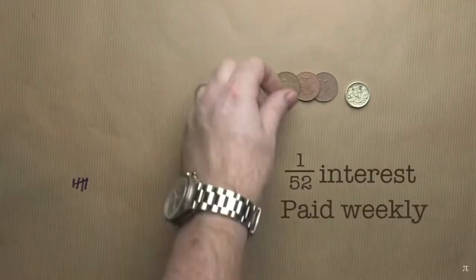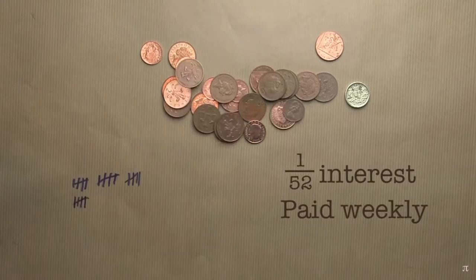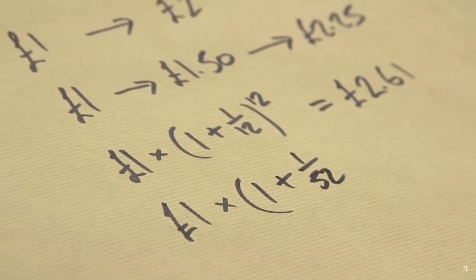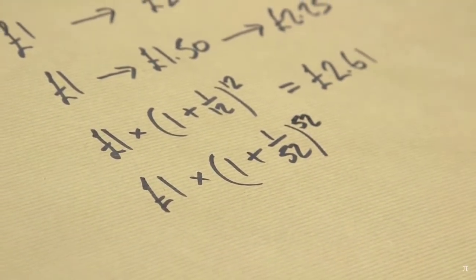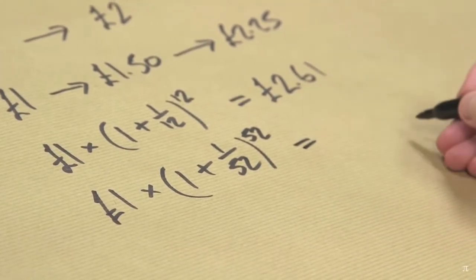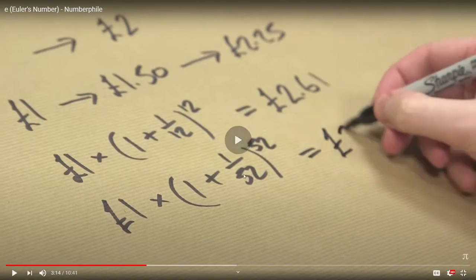Let's start with every week. If we do it for every week, how much better is that? What I'm saying is you're earning 1 over 52 interest every week. And then after the end of the year, you've got 52 weeks, and you would have £2.69. You'll notice the resemblance between this and the compound interest formula we just wrote. It looks a lot like what we did for our formula. Better and better and better.